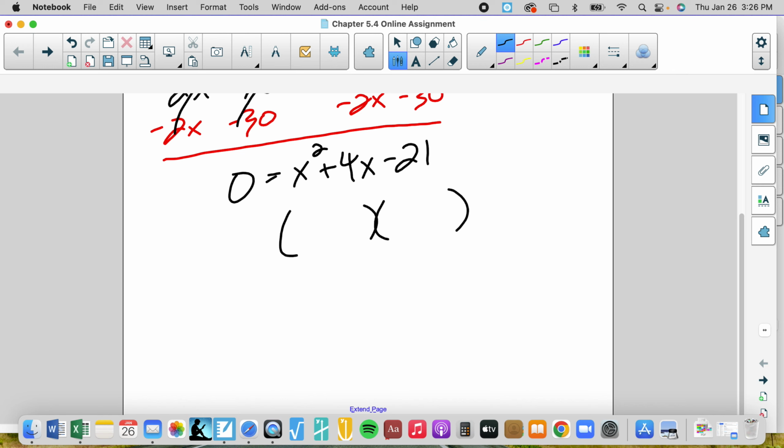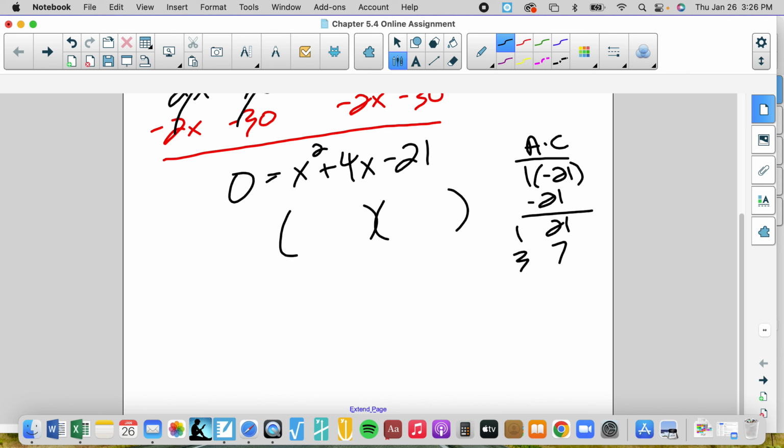There are different ways. I taught you a times c, a being the coefficient of x squared, b being 4, the coefficient of x, c equaling negative 21. So I'm going to show you the a times c. So a is 1 and c is negative 21, which gives us negative 21. We need factors of negative 21, 1 and 21, 3 and 7.